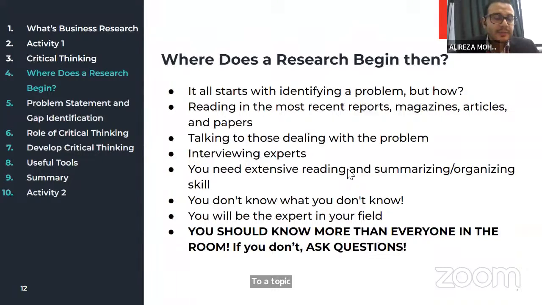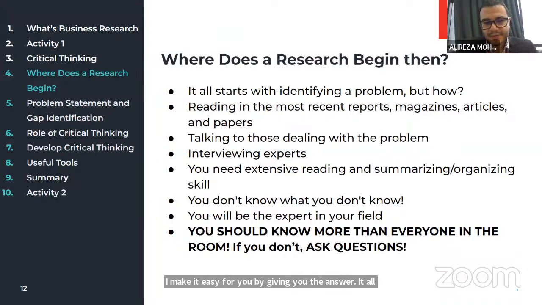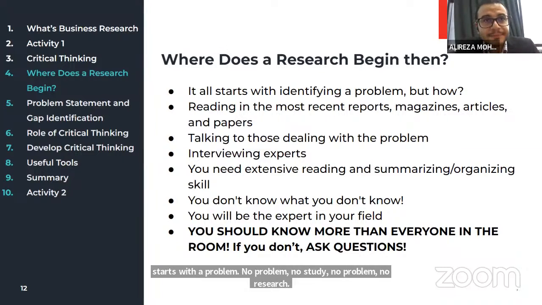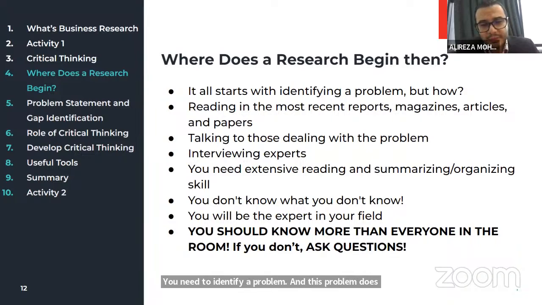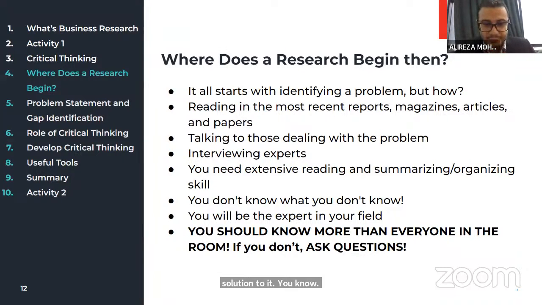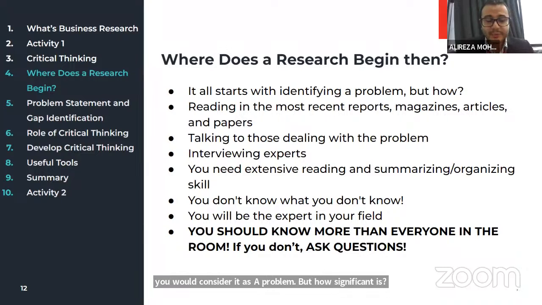One of our key learning outcomes for today: where does a research begin? I make it easy for you by giving you the answer. It all starts with a problem. No problem, no study. No problem, no research. You need to identify a problem. And this problem does not have to be so big or very critical, a world-saving problem that will have a world-saving solution. No. As long as it can add value to the body of knowledge, we would consider it a problem. But how significantly it's going to contribute to the body of knowledge, that's the point we need to investigate.